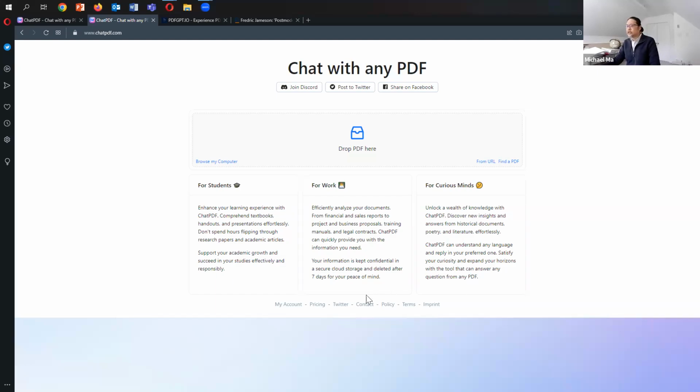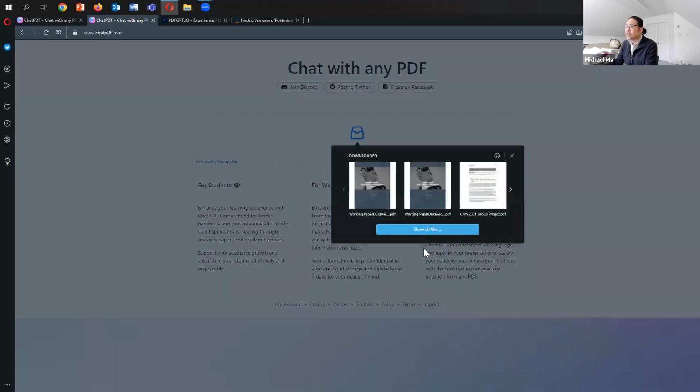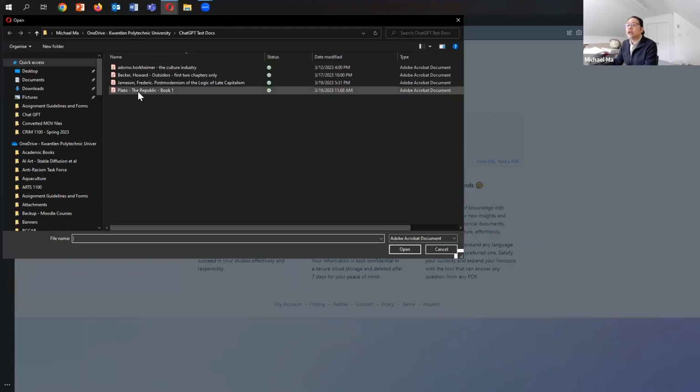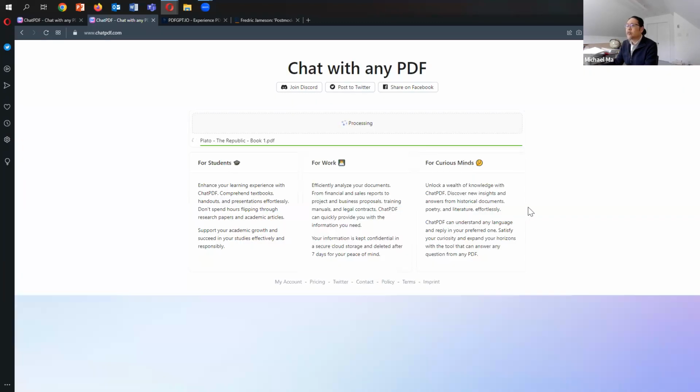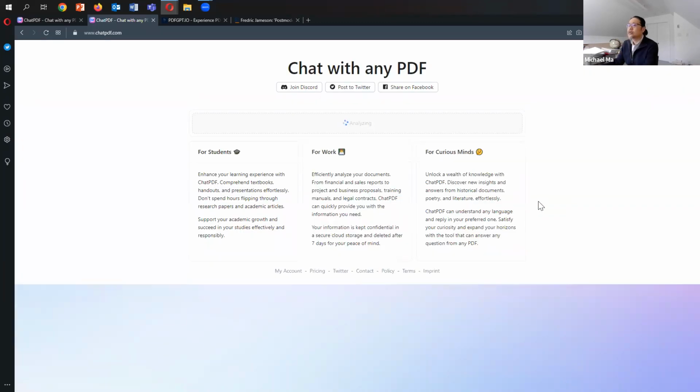So here you can see ChatPDF. The address is called chatpdf.com. And it's basically an interface or an API with ChatGPT. So what you would do is you would get a PDF. So here it says drop PDF here. And what I'm going to do is I'm going to select Plato's Republic, which is a document or a book that many people know about. So it's going to process that.